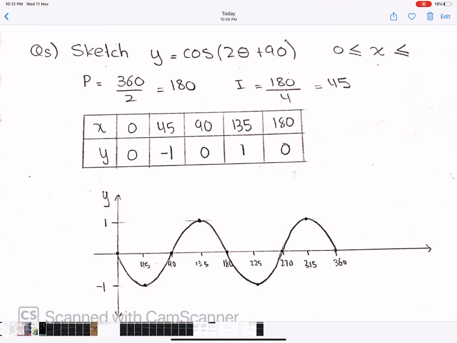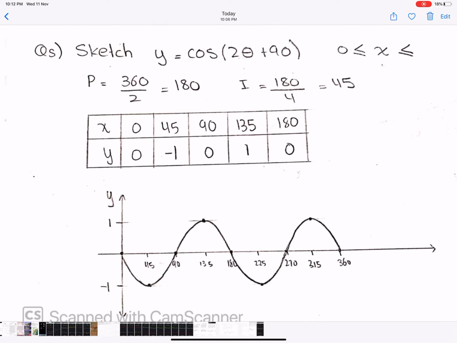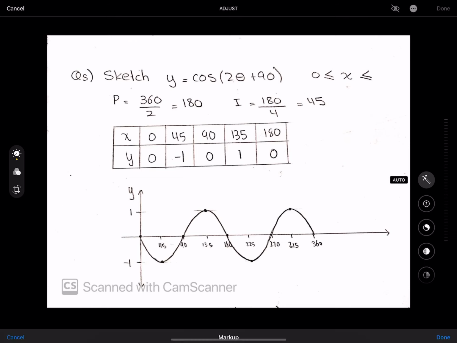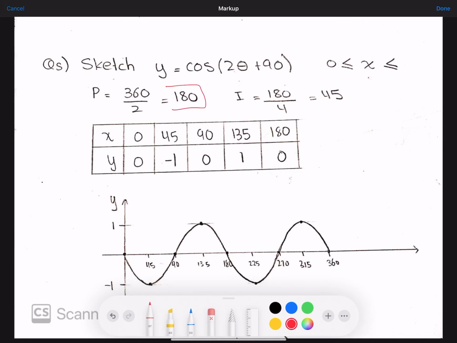Now, this is example number 4, and this is 2 theta. Make sure you first find the period. So the period of this curve is 180, and intervals are of 45. So you need to take values of 45 difference. And you don't need to make the table for 360. You just make the table for 180 because the period is 180. And this is one curve, and the next will be periodic. So this is the way to construct the table and draw the curve.